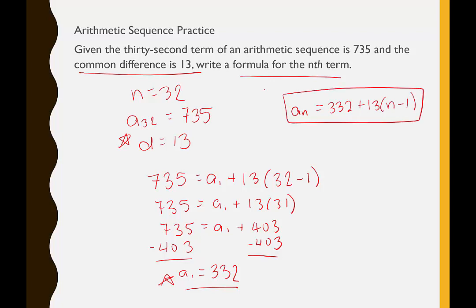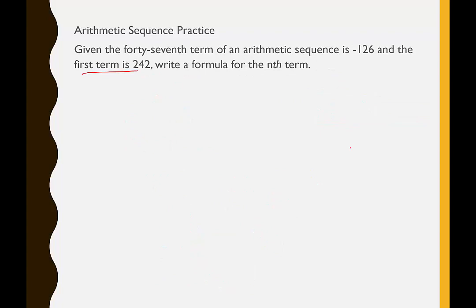And we could check our work because we could make sure that if we did plug in 32 for n, that we do end up with 735. If that doesn't work, we made a mistake with our formula.